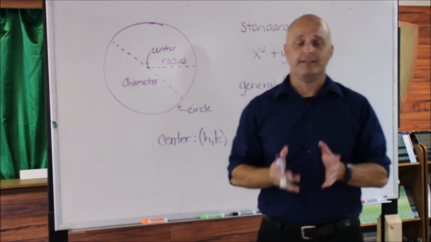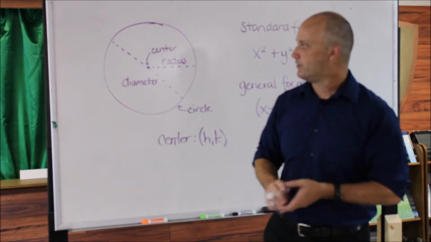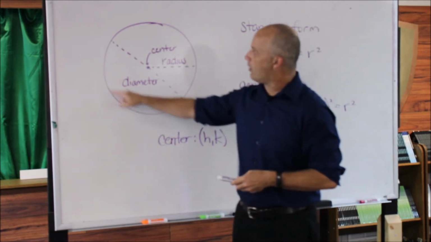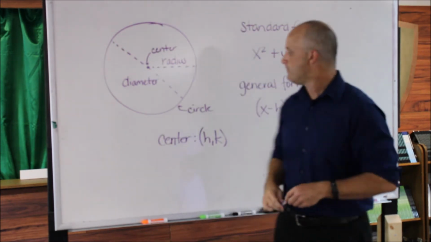Now the circle is the set of all points that are equidistant from the center. So we know that wherever we are on this circle, we're always the same distance away from the center.